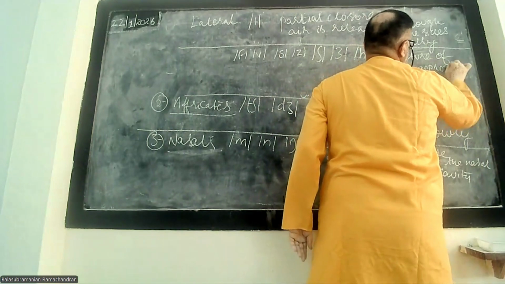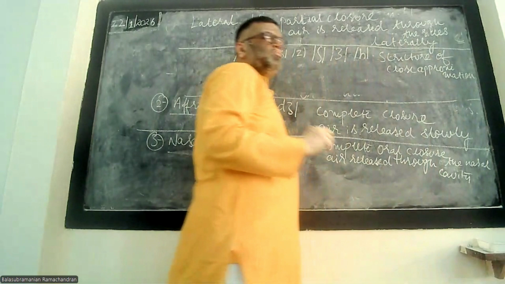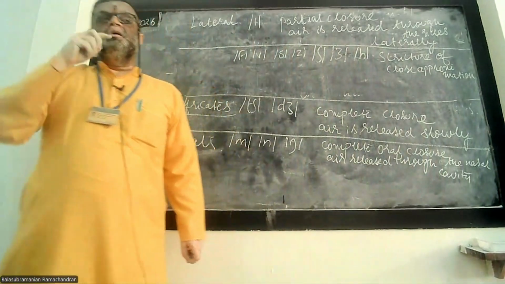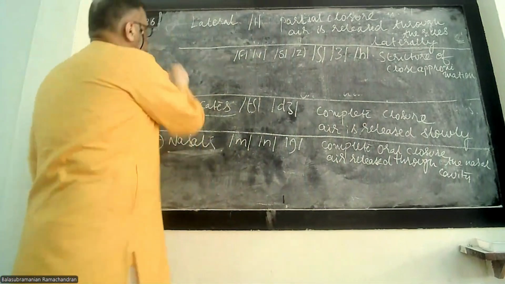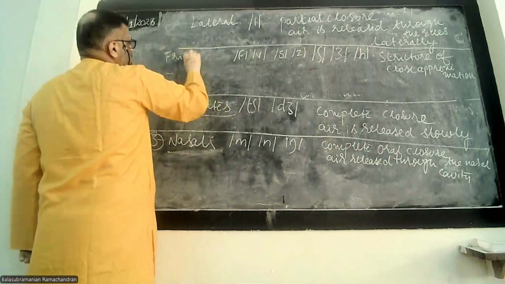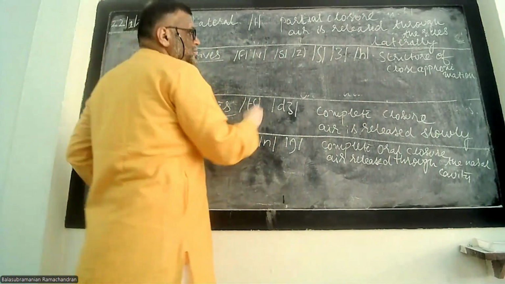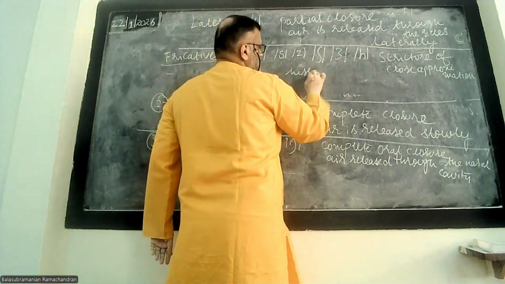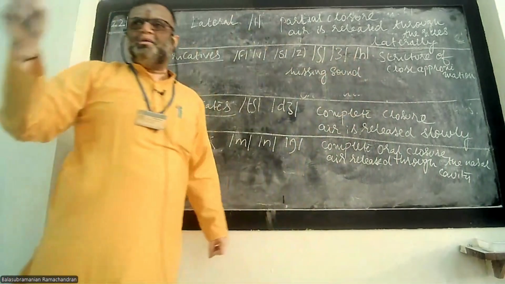A stricture of close approximation. The air is released with a hissing sound, or with friction, so these are called fricatives. Fricative sounds. Okay, fricatives. So the air comes out with a hissing sound.